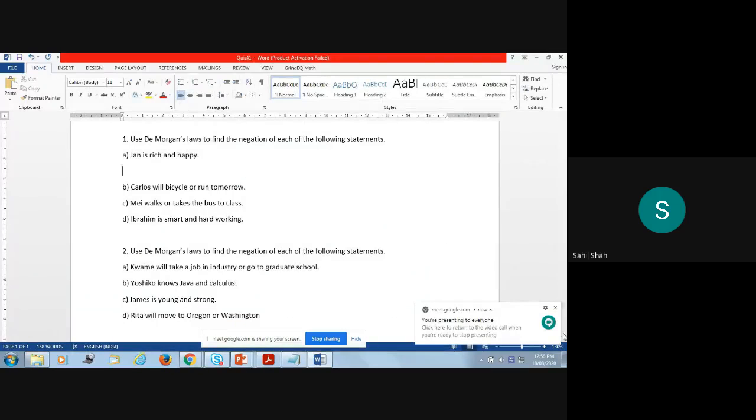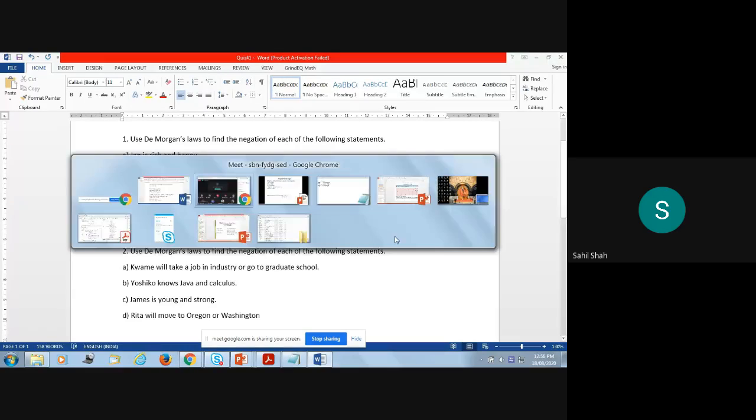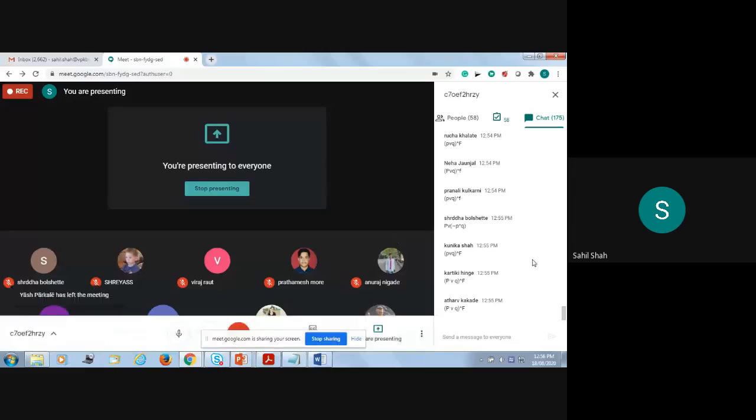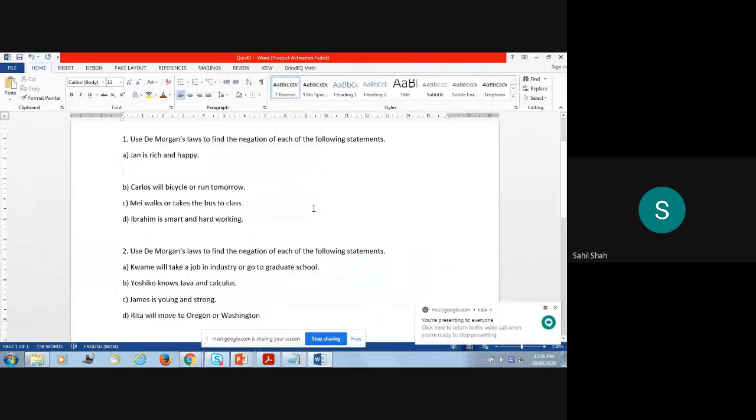If I'm going fast, let me know. So we have to use De Morgan's law, and we need to give the solution in statement format only. So any answers in the chat box for this? What will be the negation of this?